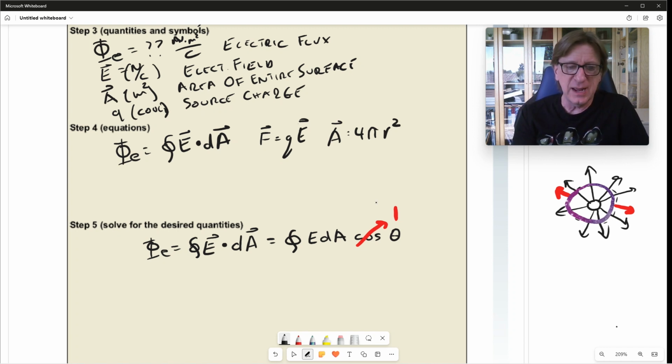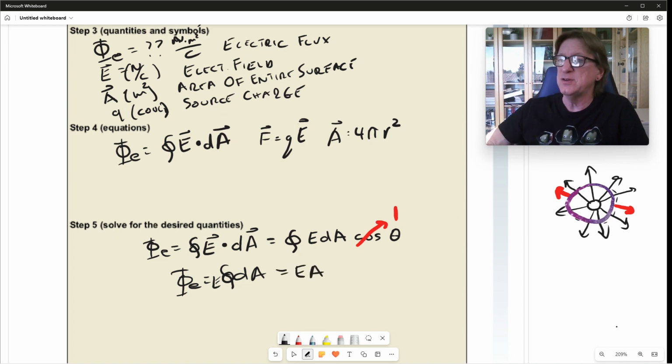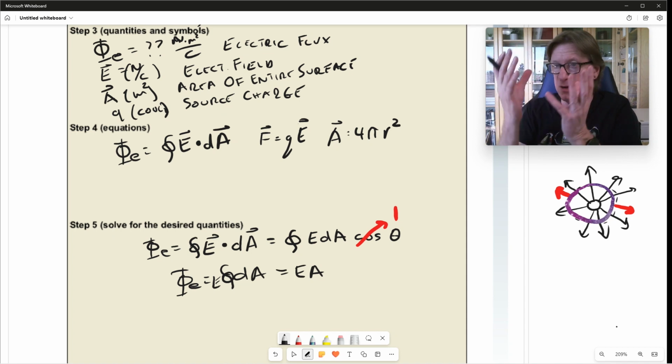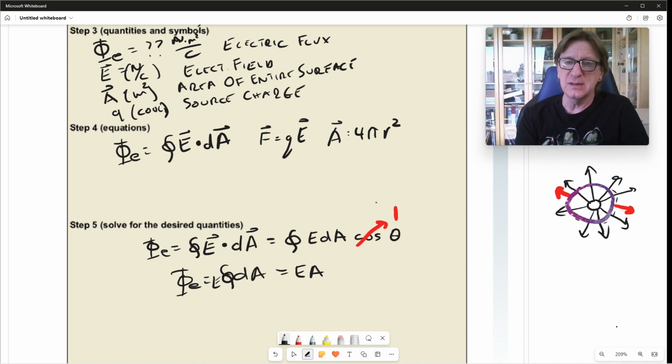All right, so now I'm going to pull that out. And so that's going to equal E. Remember, it's not a vector now, it's a scalar, integral dA, surface integral dA. Well, this is what we were talking about. If I take a tiny little bit of the surface and I integrate over that entire surface, well, guess what? That's just the magnitude of the area of that surface, the area of the sphere. And we already know what that is. That's what our equation up here is. And so that's going to be E times 4 pi r squared.